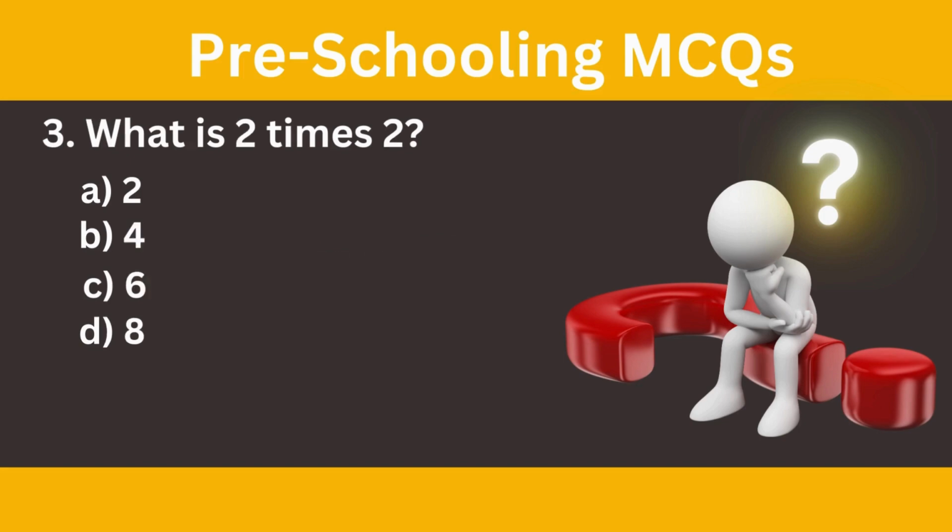3. What is 2 times 2? A. 2b, 4c, 6d, 8. B. 4.